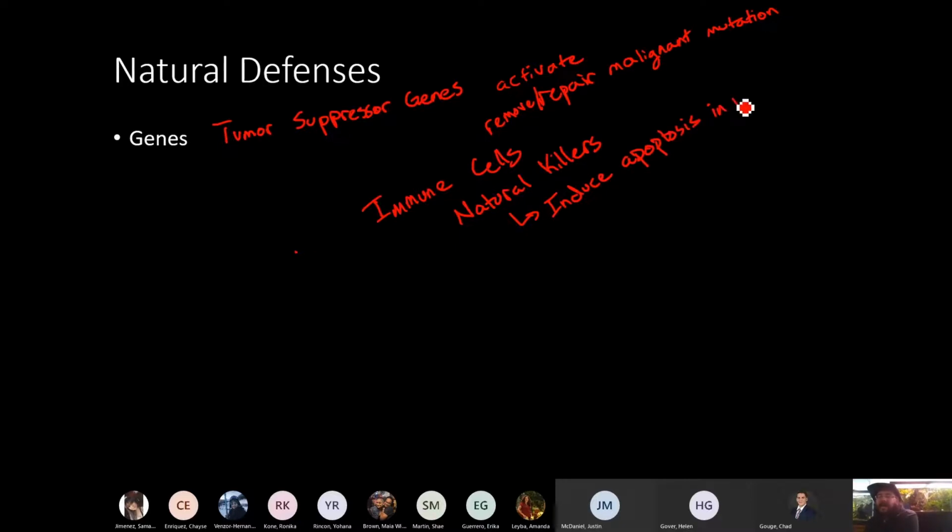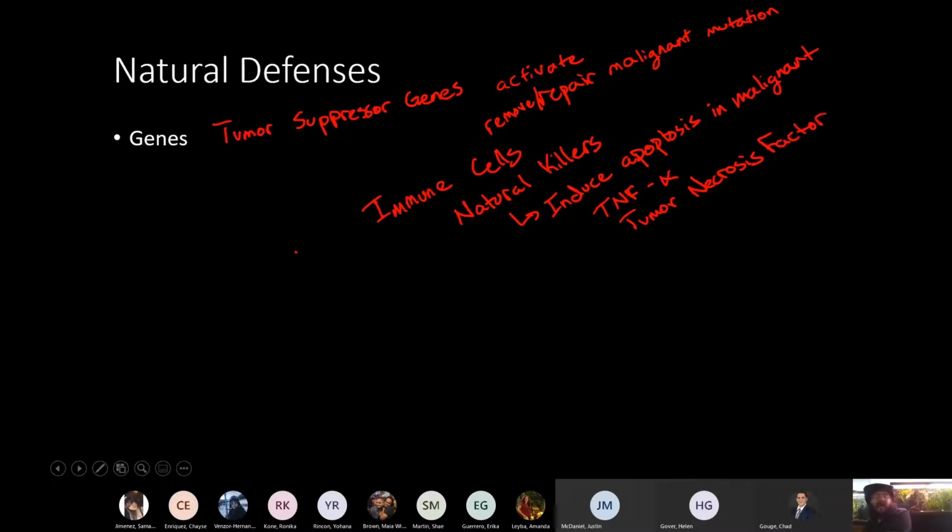So they can identify malignant cells and induce apoptosis. They secrete something which I think has a really cool name, TNF alpha. It doesn't sound amazing, but the actual words for TNF alpha are tumor necrosis factor. And it's a chemical that a natural killer secretes in order to literally cause a tumor cell to kill itself. So that's pretty cool. So they can remove and repair.